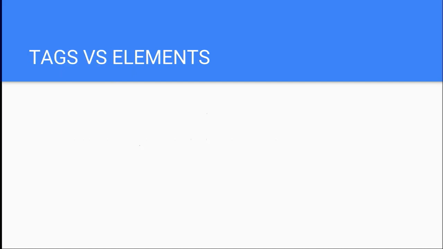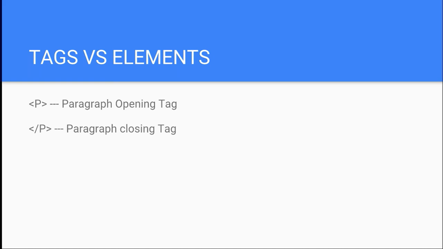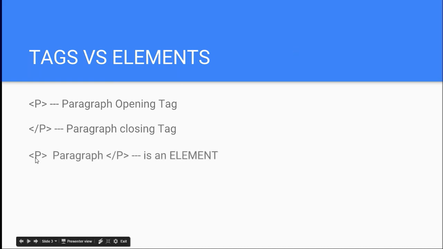Before we understand the HTML element, we should know the difference between an HTML tag and an HTML element. When you see this, P is a paragraph opening tag and /P is a paragraph closing tag. And starting from the P tag to the /P tag, the whole piece of this line is called an element.